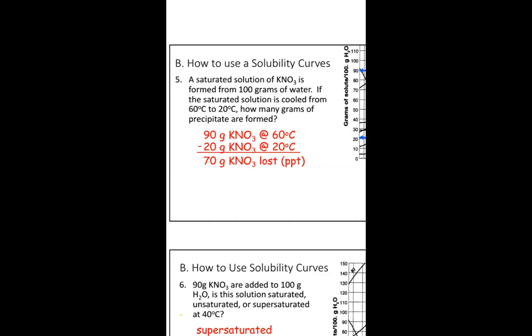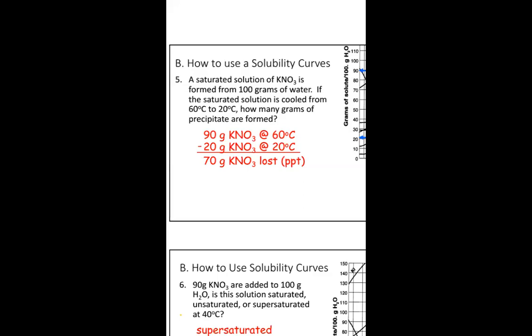If the saturated solution is cooled from 60 degrees Celsius to 20 degrees Celsius, how many grams of precipitate are formed? So that's the question. The question tells us that we have a saturated solution and that saturated solution is cooled from 60 degrees Celsius to 20 degrees Celsius. So what is the mass of precipitate?